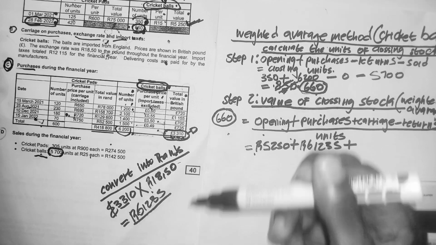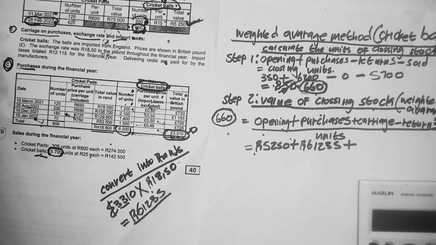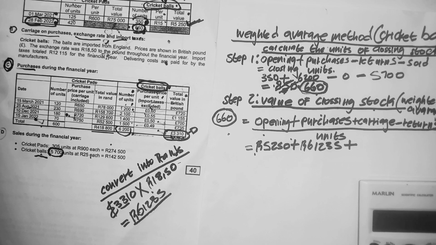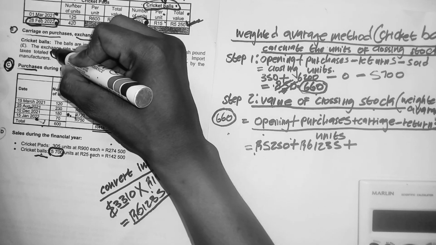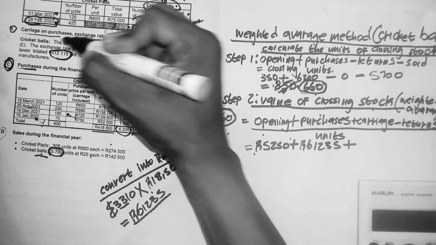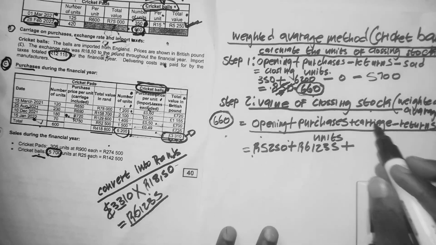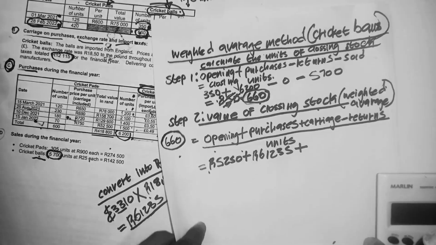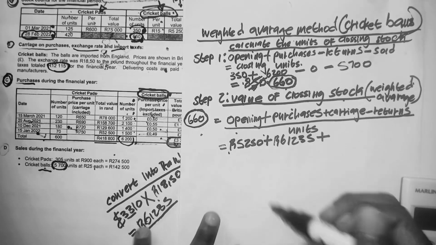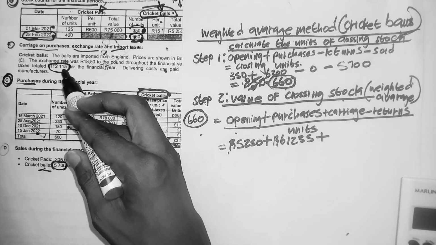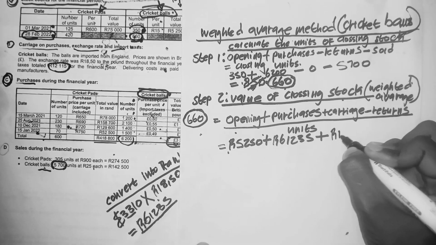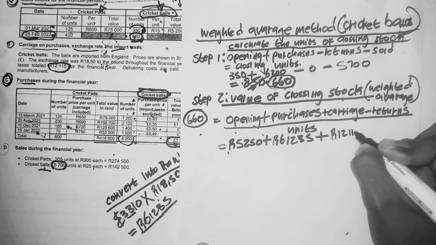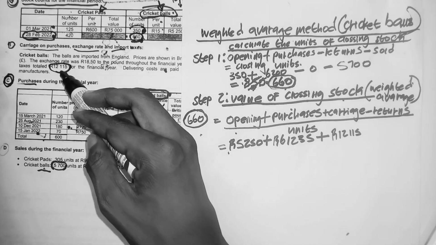They charged us taxes. So guys, when they charge us taxes, we treat it much like our carriage or import duties. When we purchase goods from overseas, they charge us taxes. Those taxes you also add them here, don't forget, you treat them like your carriage. Those taxes, you add them. So they say they charge us taxes of 12,115. So that tax, you add it, it's much like carriage, 12,115.